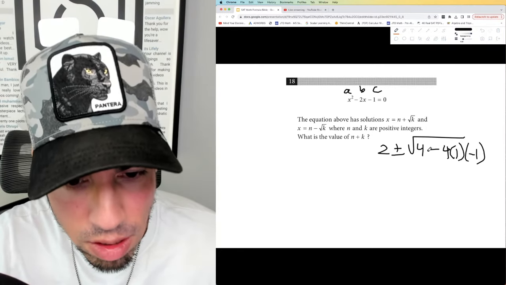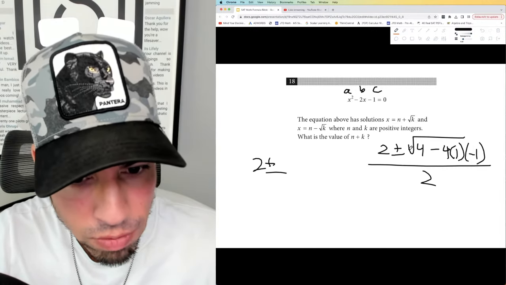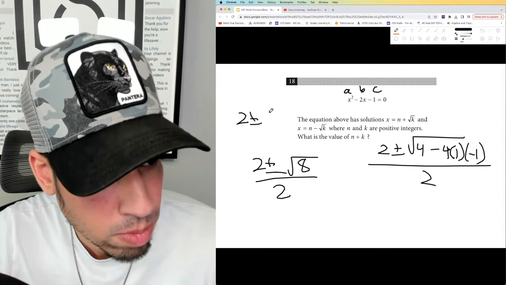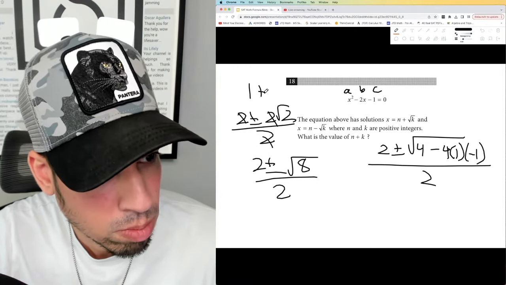So the negatives are going to cancel out 4, and it's over 2a. 2 times 1 is 2. So we got 2 plus or minus the square root of 4 plus 4, which is 8, over 2. Simplify this: 2 plus or minus 2 root 2, over 2.